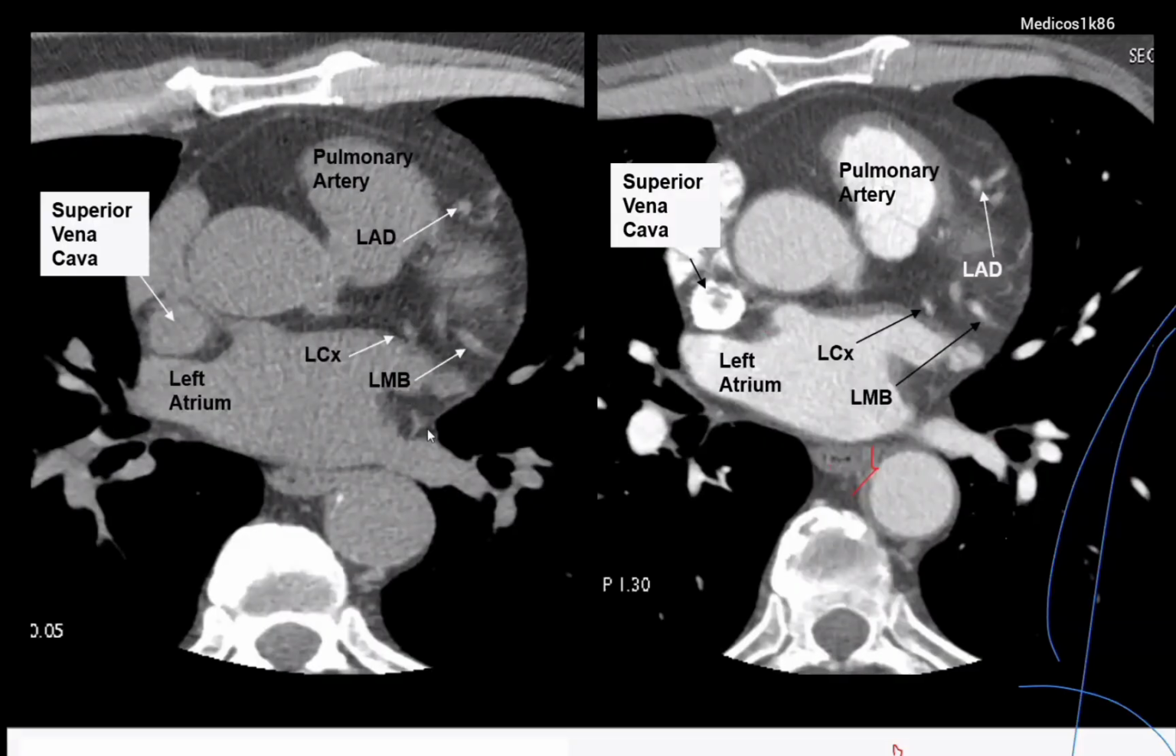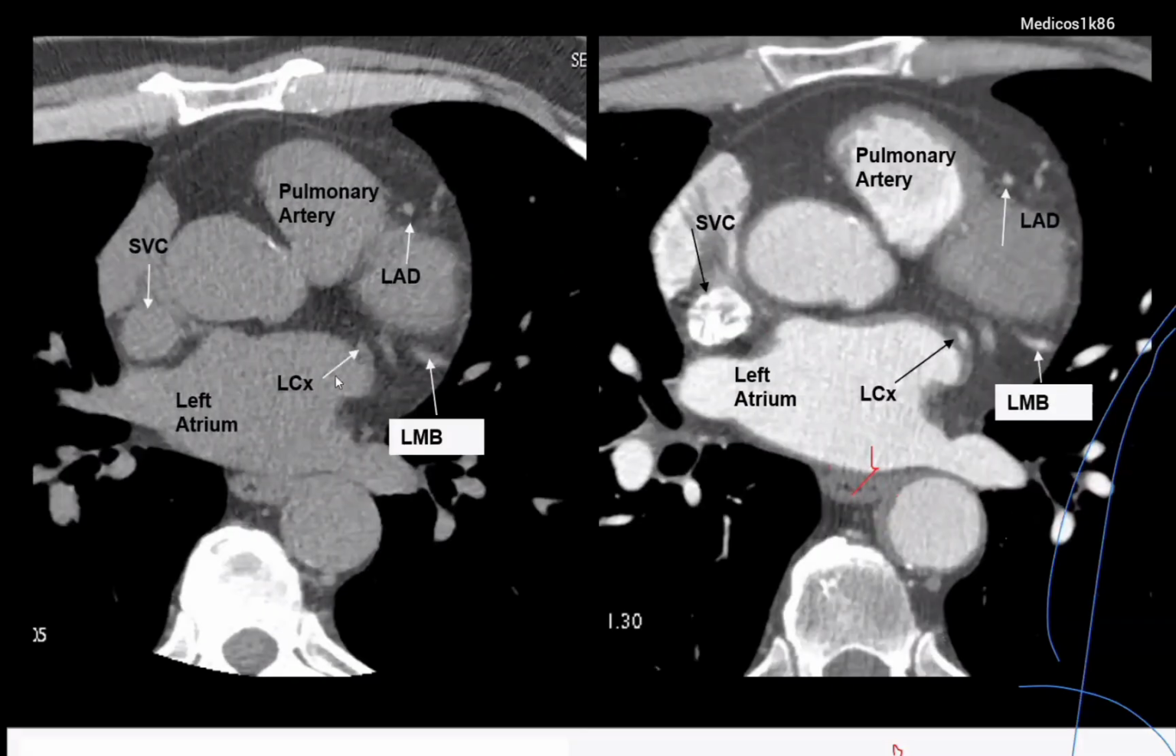Posterior is here, and you will see that this is the lateral, a little bit posterolateral, and also LAD is always located on the anterior part of the heart. And now we will see the right coronary, it's coming.